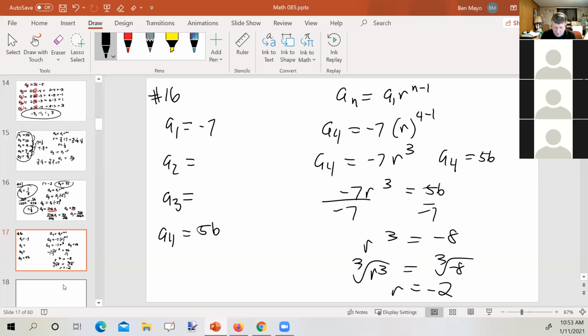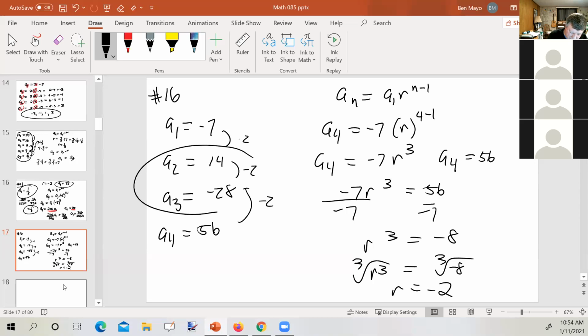Well, now that I know that r is -2, -7 times -2 is 14, times -2 is -28, times -2 is 56. So the 2 geometric means would be 14 and -28. Okay, that finishes the questions by a student that emailed me. So now you wanted to look at 14, but with some different numbers.